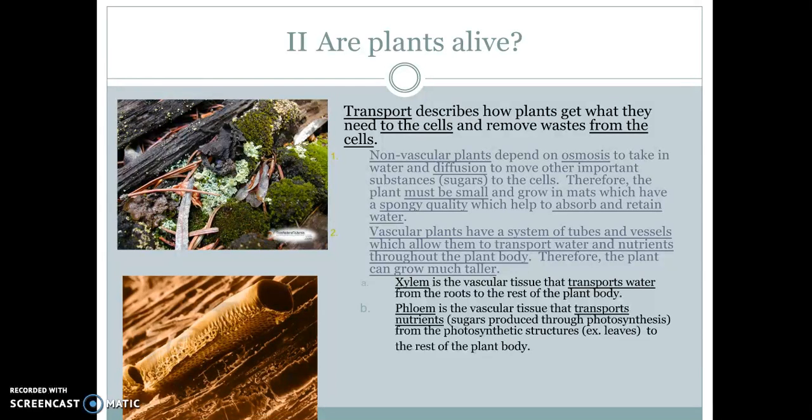Therefore, the plants have to be small, and they have to grow in mat form. Think about what your rugs look like, your carpeting, and they have a spongy quality which helps to absorb and retain water. When we start thinking about non-vascular plants, we need to think mosses. If you go out and start touching around on the base of trees, on maybe fallen logs, all of these are going to feel spongy, kind of matted down. Vascular plants have a system of tubes, like we said, xylem that transports water, phloem that transports nutrients.